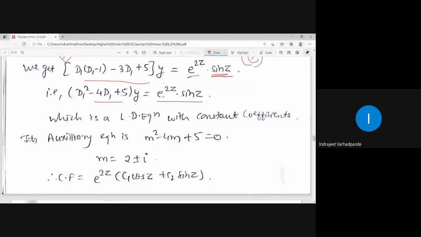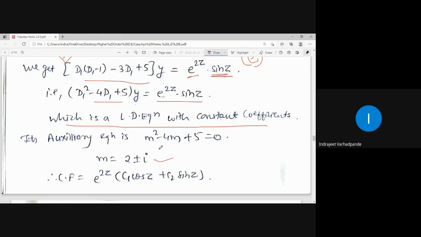So how are the roots here? Real and imaginary. How many roots are there? Complex roots, 2 plus minus i. A quadratic equation will have two roots, and complex roots always occur in pairs. So D1 square minus 4D1 plus 5, whole multiplied by y, is equal to e to the power 2z into sin z, which is a linear differential equation with constant coefficients.